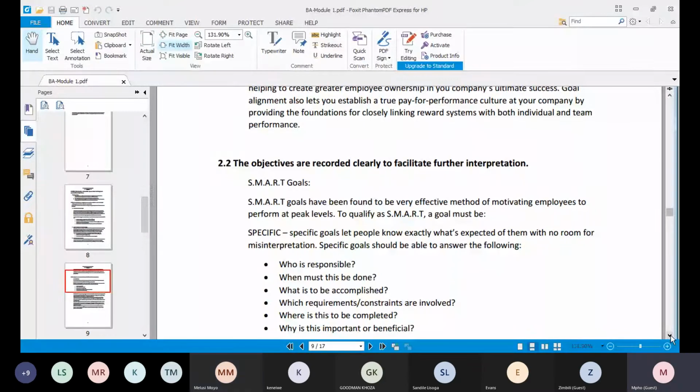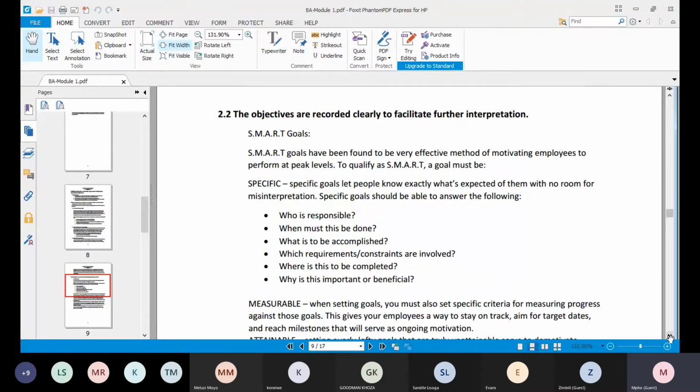Thank you. Okay, now SMART goals have been found to be a very effective method of motivating employees to perform at peak levels. You can use the SMART method to motivate employees to have a connection with your organization. Now, SMART stands for specific, measurable, attainable, relevant, and timely.